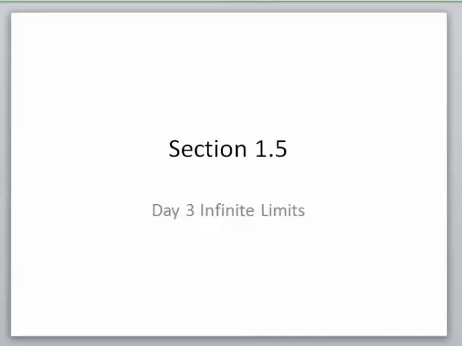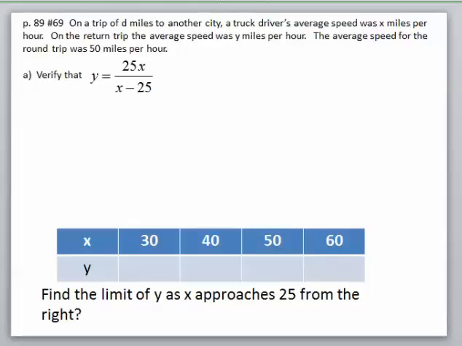Alright, on the last day of infinite limits, we're going to look at some application problems. So, in this first problem, this is a longer problem. It says, on a trip of D miles to another city, a truck driver's average speed was X miles per hour. On the return trip, the average speed was Y miles per hour.